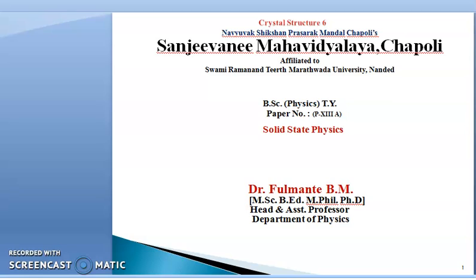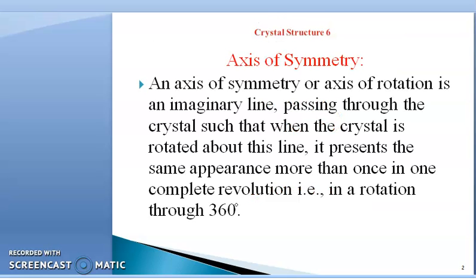First of all, we see what is the axis of symmetry. Axis of symmetry is also called the axis of rotation. It is nothing but an imaginary line passing through the crystal, such that when the crystal is rotated about that line, it represents the same appearance more than once in one complete revolution, that is, in a rotation through 360 degrees.